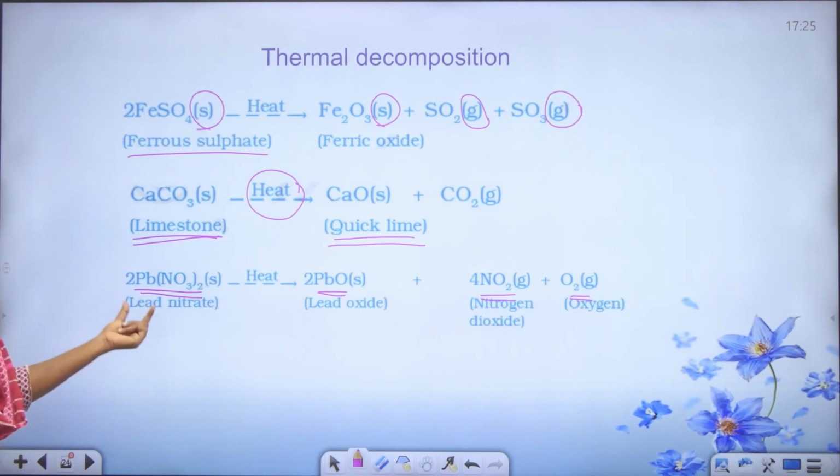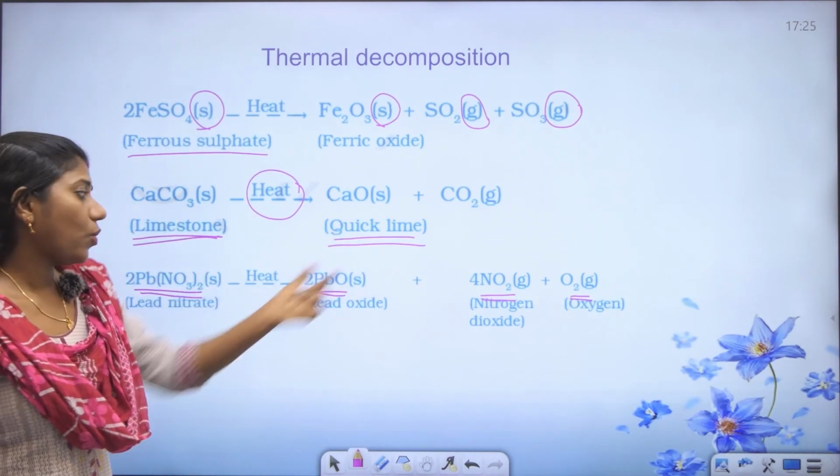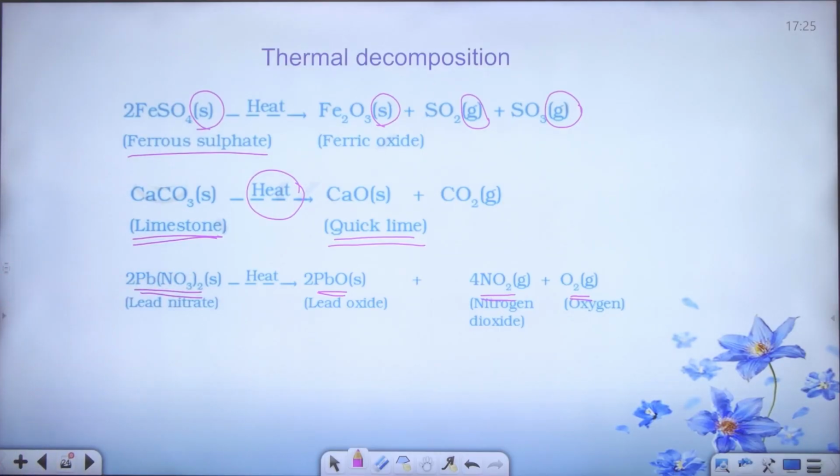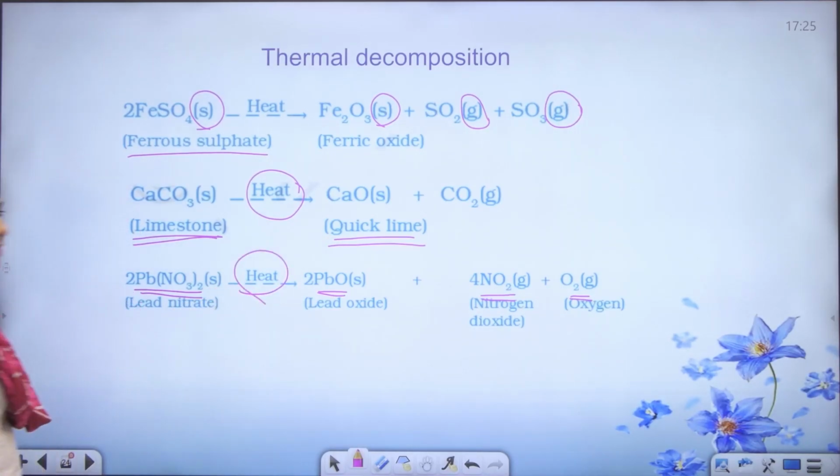Lead nitrate is a single compound. It decomposes to form three compounds, or it reacts to heat to form three compounds. So this is an example for decomposition reaction, and here we are using heat energy. So this is an example for thermal decomposition reaction. Decomposition in the presence of heat energy.